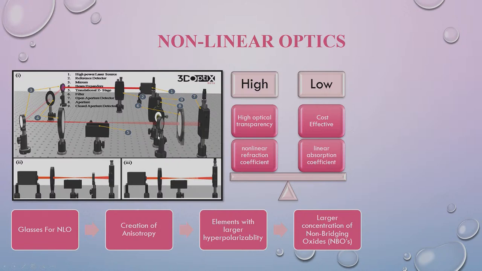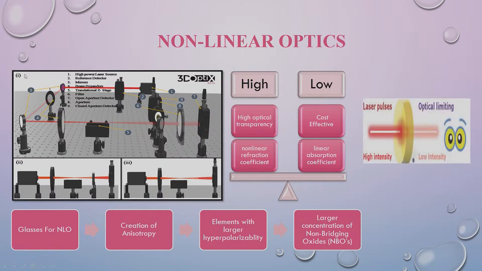That depolymerization of the network leads to the creation of non-bridging oxygens, and these non-bridging oxygens are responsible for improving not only the nonlinear optical properties; even if you look at transport properties or bioactive properties, they play a vital role. With respect to our study, whatever I am going to discuss today, I am going to limit myself to optical limiters.